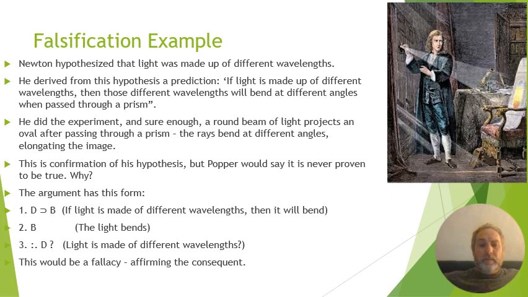So his argument is of this form: if D, then B. If light is made of different wavelengths, then it will bend at different angles. B, the light bends at different angles. Then again, as we said, logically that doesn't prove D. You'll learn this a little later in the course, but that is not a valid argument. It's a well-known fallacy called affirming the consequent. So Newton's experiment was successful, but he didn't prove his theory to be true, because there's no deductive way to do that.